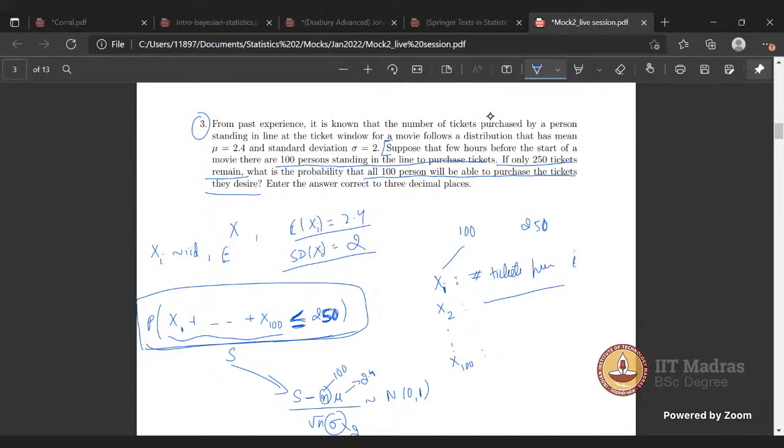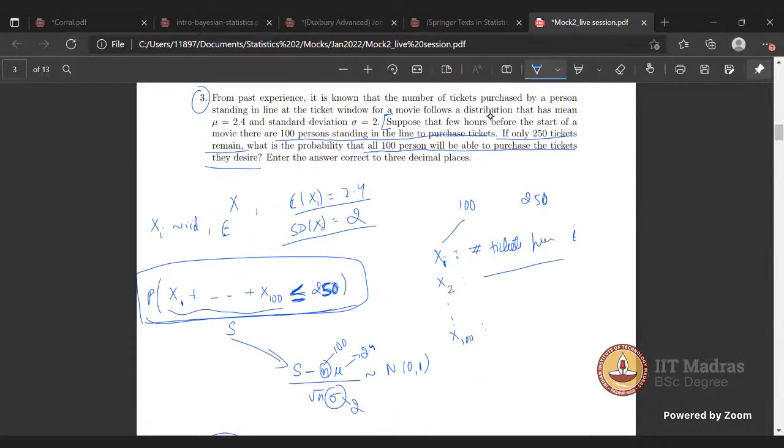Yes, ma'am. Got it. It means only 250 tickets were there. So whatever number of tickets they want to buy in total, it should be less than or equal to 250. Okay, got it. Thank you, ma'am.